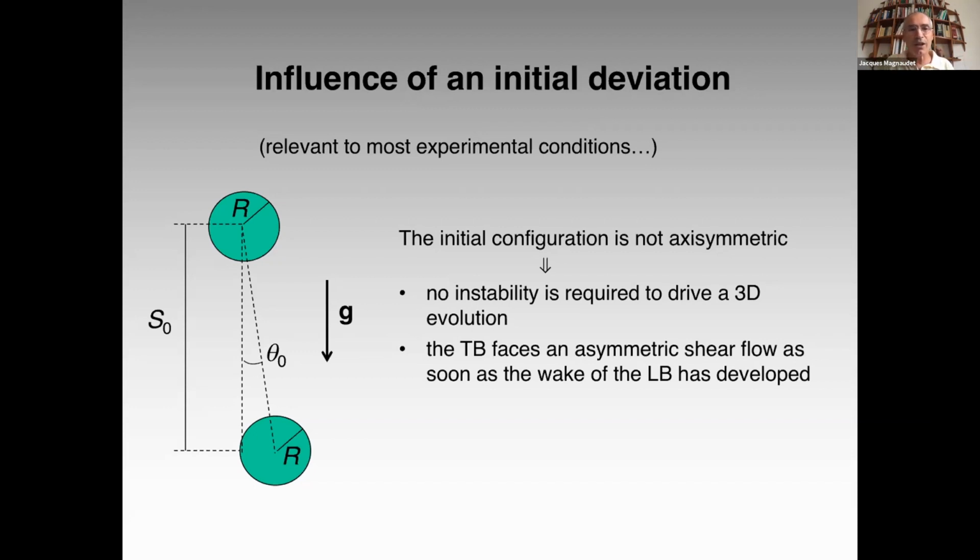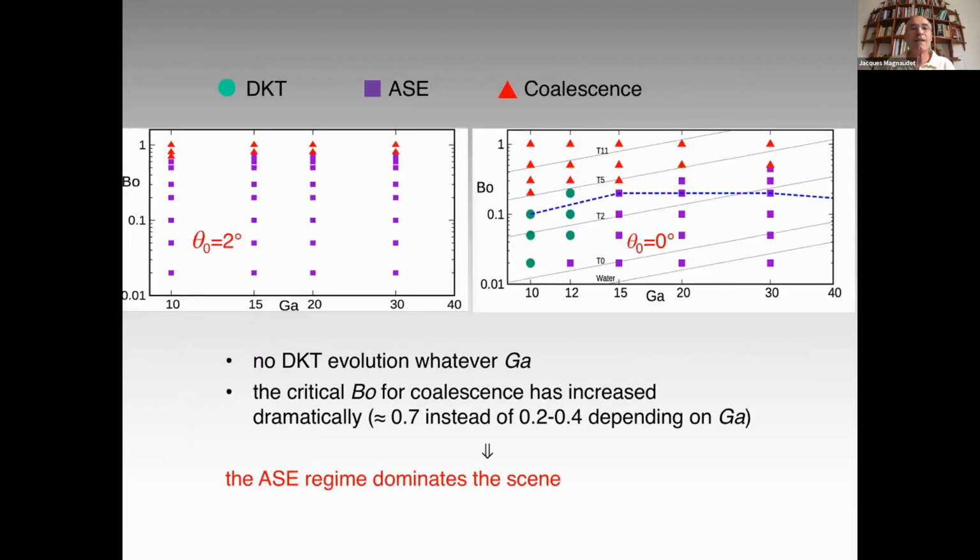And as you can figure out, as soon as the wake of the leading bubble reaches the trailing bubble, that trailing bubble faces a slightly asymmetric shear flow. And so no instability is required to drive its lateral drift. And you can appreciate the difference between the two scenarios here. On the left, you see the phase diagram we obtained by letting the initial deviation be 2 degrees. And you can compare it with the phase diagram on the right, which corresponds to strictly zero initial deviation.